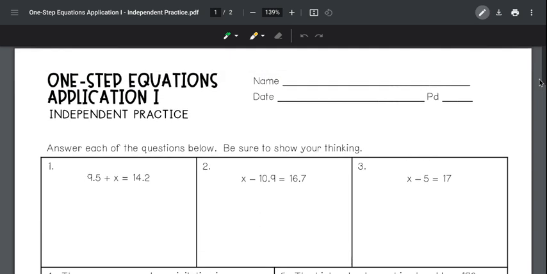This is your one-step equations application 1 homework. I'm going to go through each of these 9 problems step by step. So make sure you have the correct work and the correct answers. If you made any mistakes or need to change anything, please do. I would like for you to have the correct work and answers on your papers.